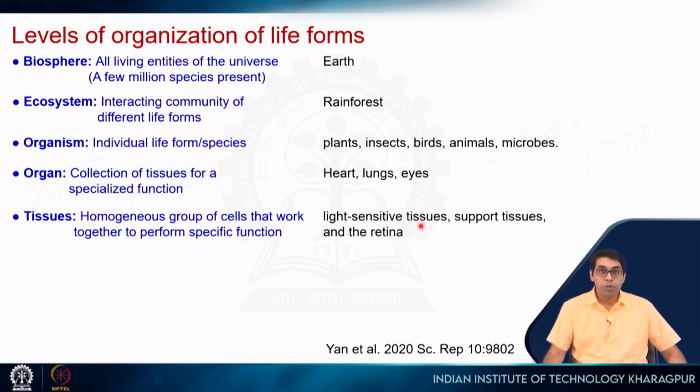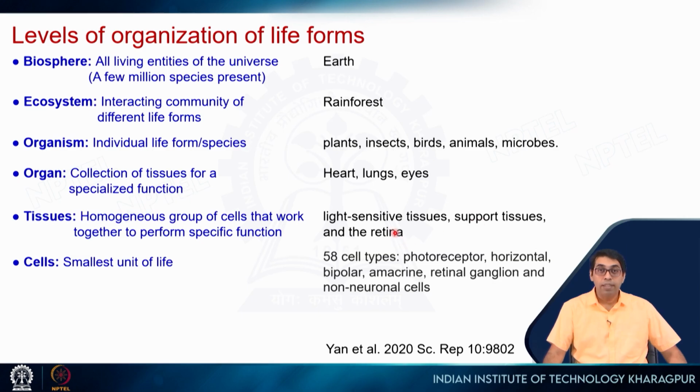Now, if we zoom into each of these types of tissues, then they are made up of cells, which constitute the smallest unit of life. Microbes are unicellular, so they are single cell organisms. But if we talk about animals, birds, insects, plants, these are all multicellular. They will have these organs and tissues, and for them also the smallest unit of life is a cell.